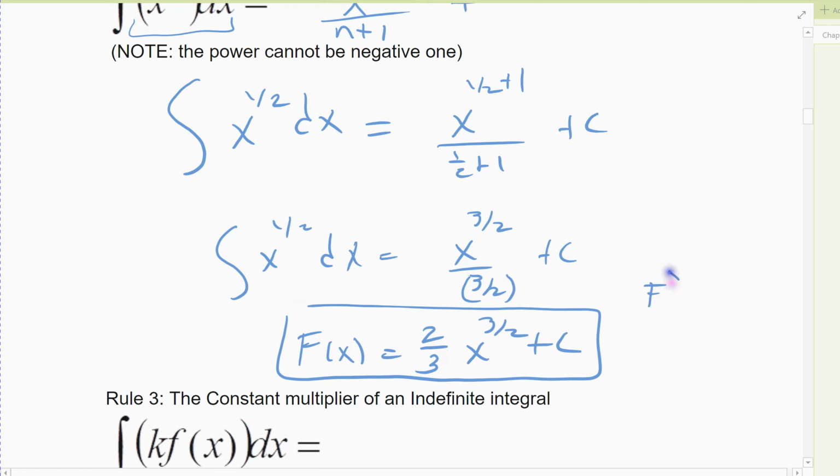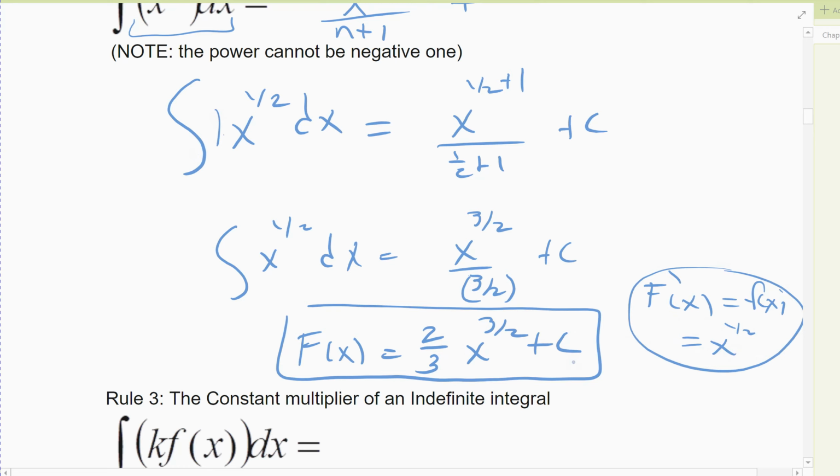If I check this, if I take the derivative of this antiderivative, I do get back to my original expression, which is the 1/2. The reason why the 2/3 has to be out here is because when I take my derivative, I multiply by the 3/2. Well, I need the reciprocal of 3/2 in order for it to cancel out and give me the 1 that's in front of my x term. And so if I do take the derivative of this, those cancel out, so I do get x raised to the 1/2, and it does check.